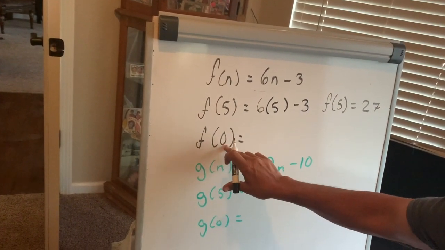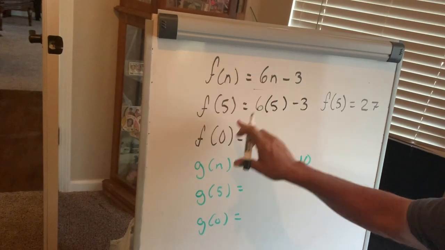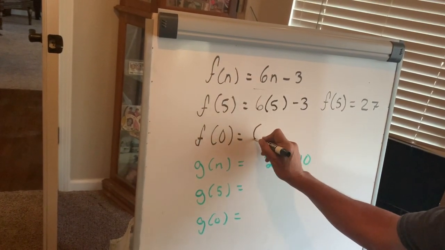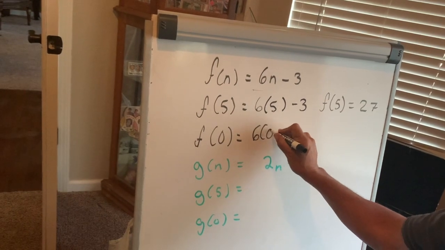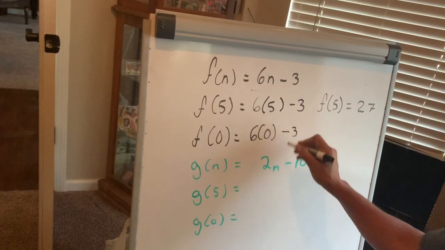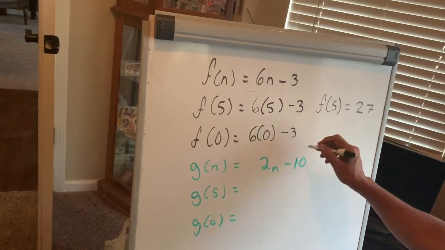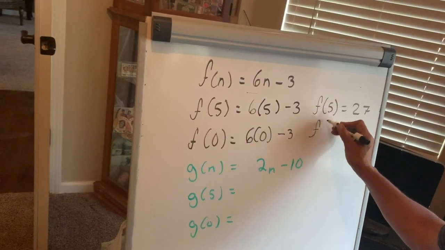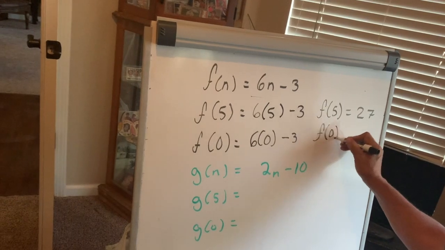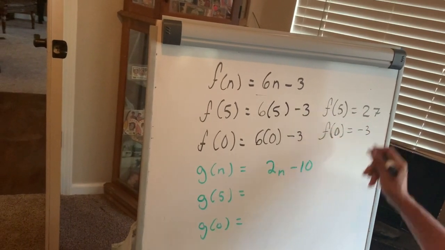F of 0, to find this, I'm going to replace the n with 0. So 6 times 0 minus 3. 6 times 0 is 0, minus 3 is negative 3. So f of 0 is equal to negative 3.